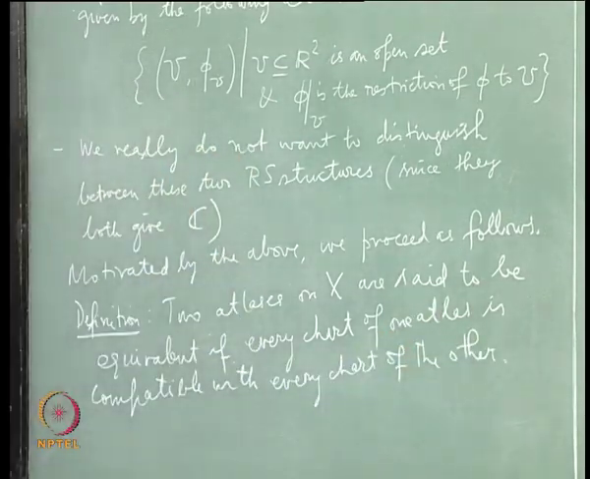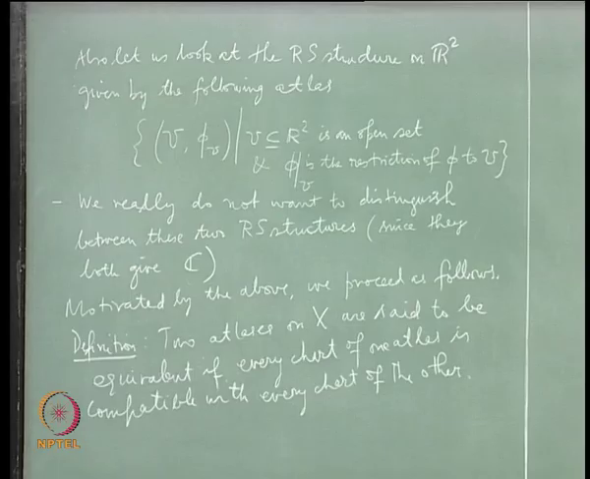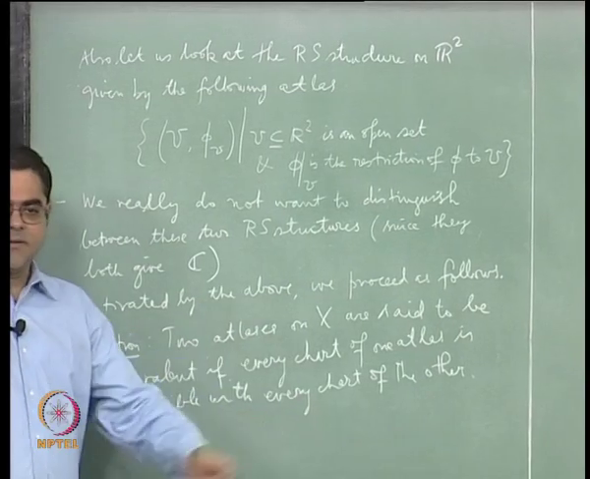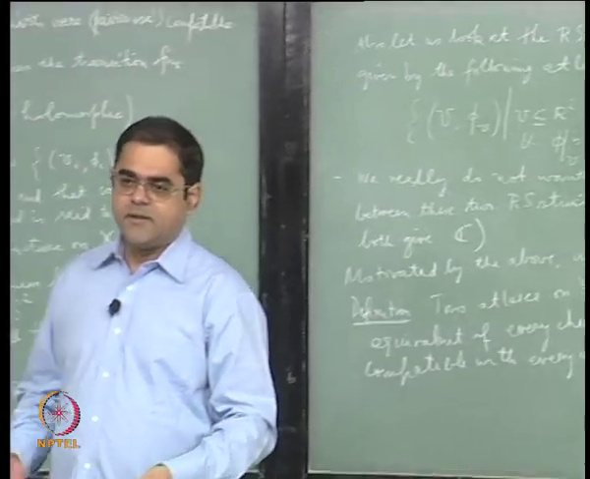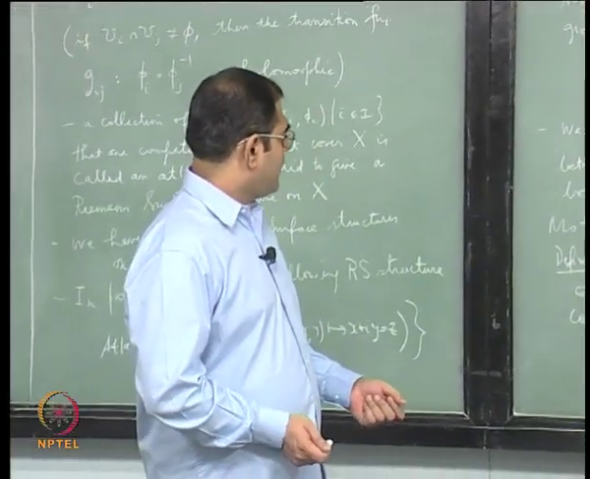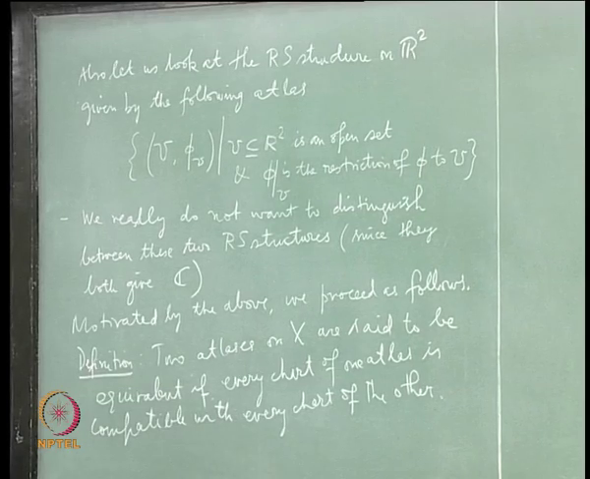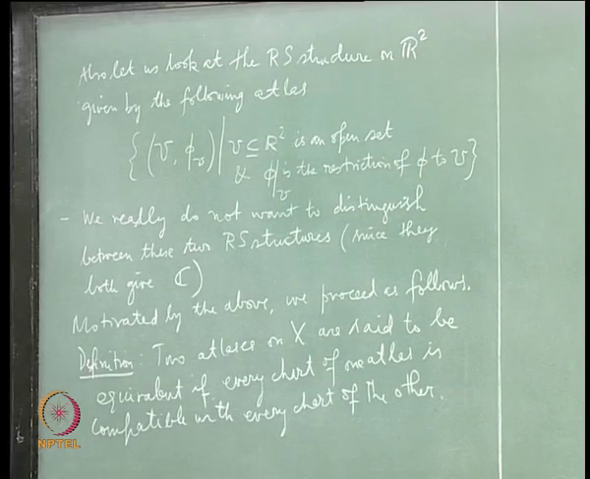Okay, so this is basically a definition of equivalence of atlases, complex atlases. It is a very simple definition. It says every chart of one atlas is compatible with every chart of the other atlas, and you can see that this is clearly an equivalence relation because it is symmetric in the two atlases. Okay, and there is something else that you can also see.